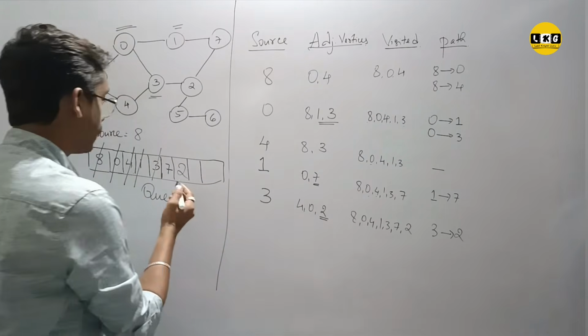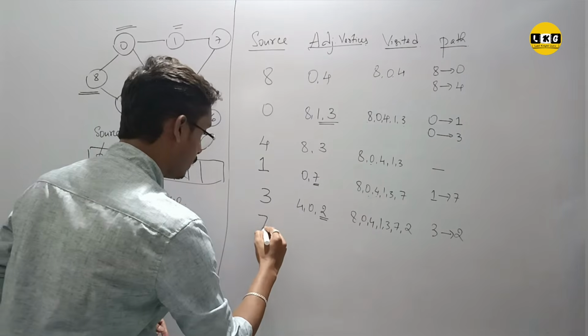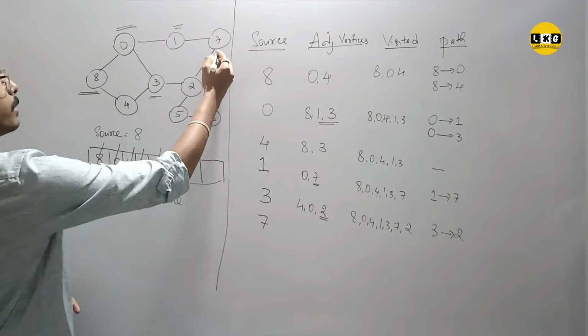Right? So which is my next top of the queue? 7. 7 is the top of the queue. Correct? So we come here.